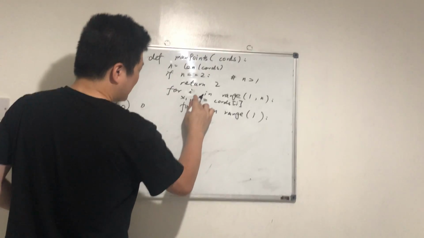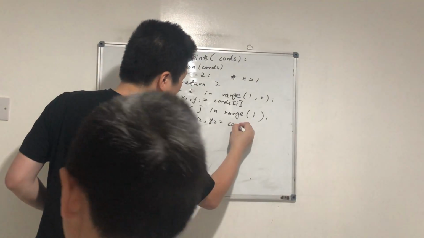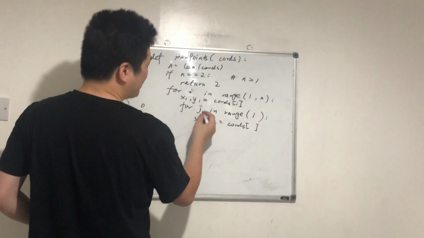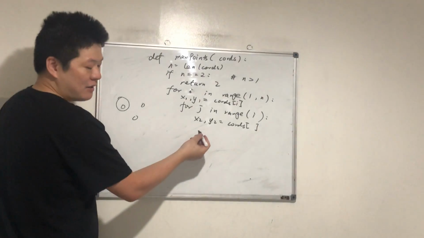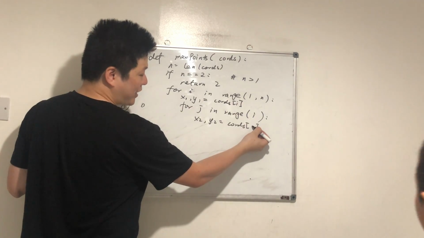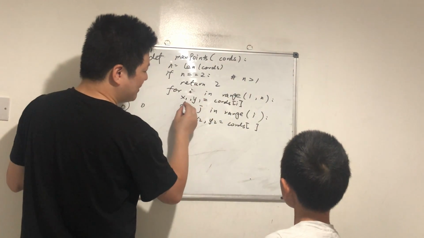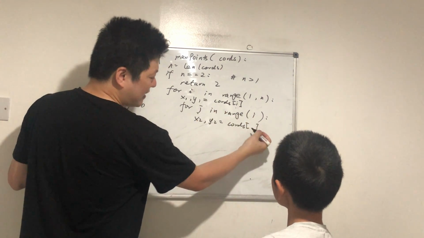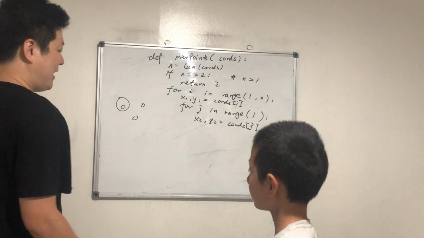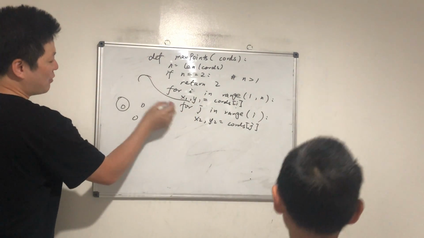And then x2, y2 equals coords. Should I put i or j here? Come on. For j in range i, x2, y2 equals coords what? i or j? i is here, this is the first point. j is here. So what should I put here? j, yeah, right. And now at this point, we want to put a slope in a dictionary.